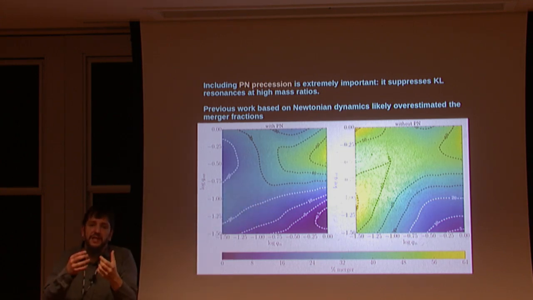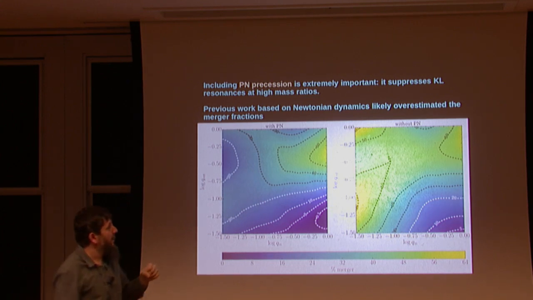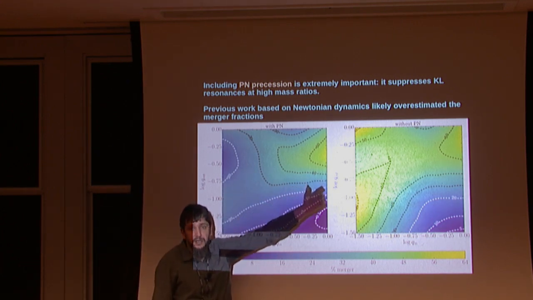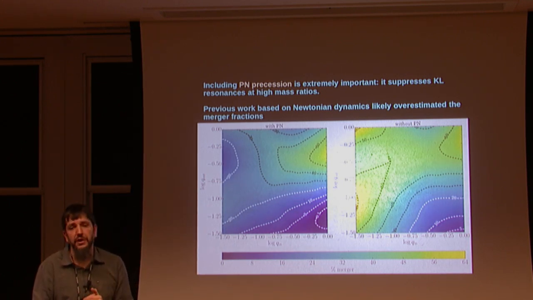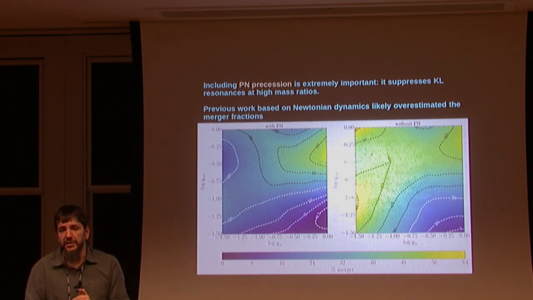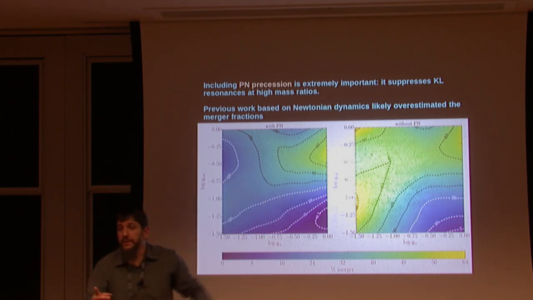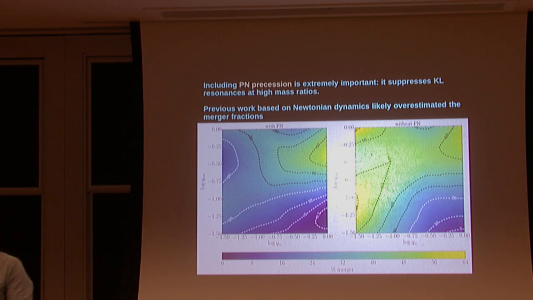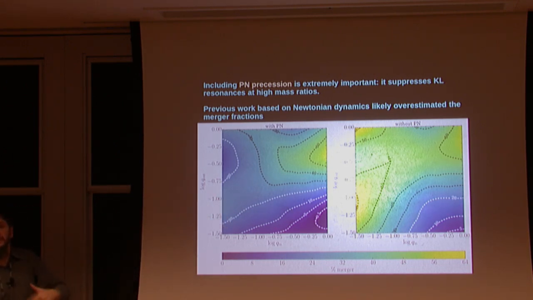And this is because these binaries are more compact. When you include the 1PN term, the GR precession destroys the coherency of the Kozai-Lidov mechanism. So you actually suppress a lot of these mergers here. Did you include gravitational radiation? Yeah. This is a 2.5 PN, so there is also the quadrupolar term in the gravitational radiation.